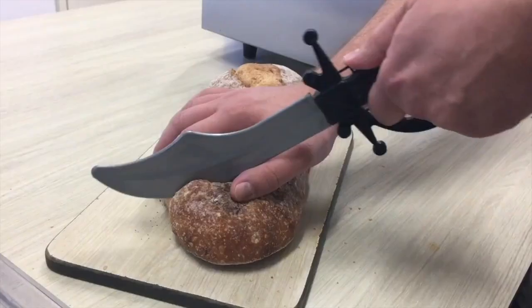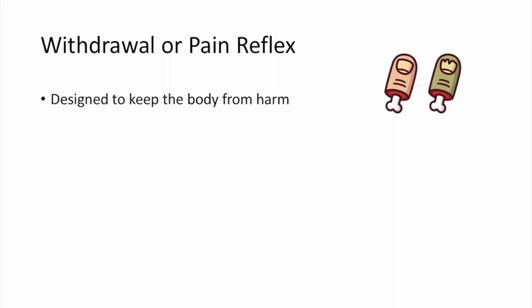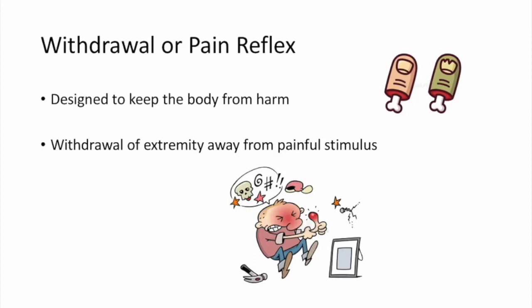So first, let's talk about the withdrawal reflex. The withdrawal reflex is a spinal reflex intended to protect the body from injuries and further damage. It is defined by an automatic withdrawal of an extremity such as the hand from a painful stimulus. It is a polysynaptic reflex that causes the stimulation of sensory association and motor neurons.